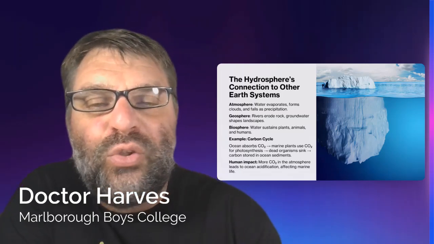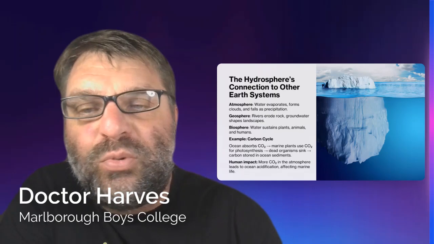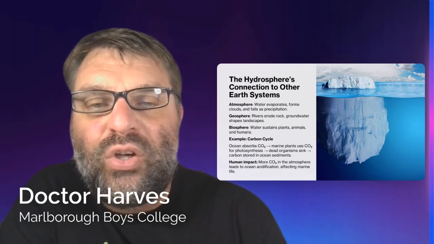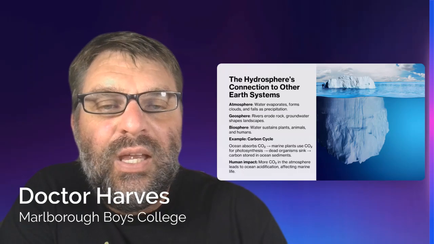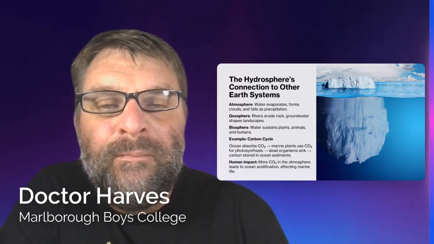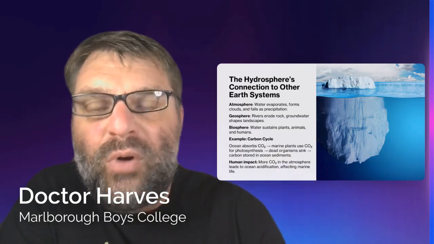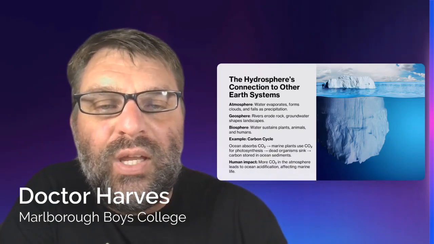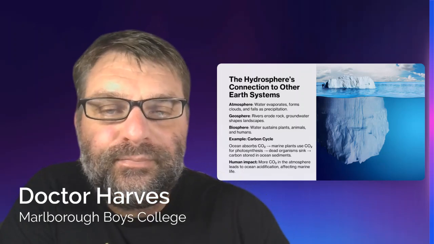And again, the focus on the carbon cycle, so oceans absorb carbon dioxide, and marine plants then use that carbon dioxide for photosynthesis. The dead organisms like whales and even kelp and algae fall to the bottom of oceans and rivers, and therefore carbon is stored in ocean sediments.